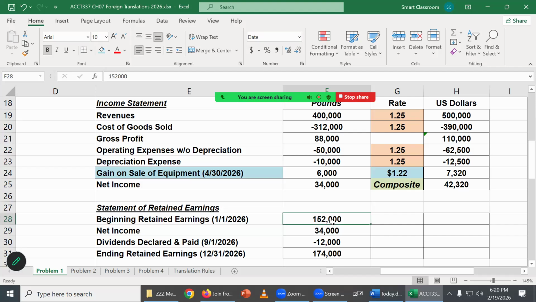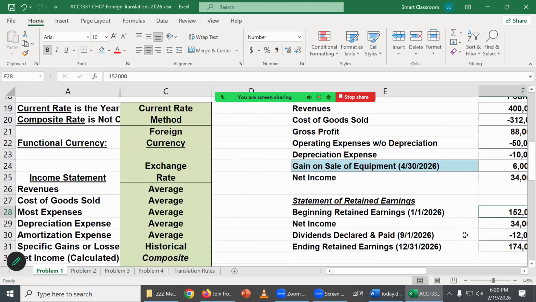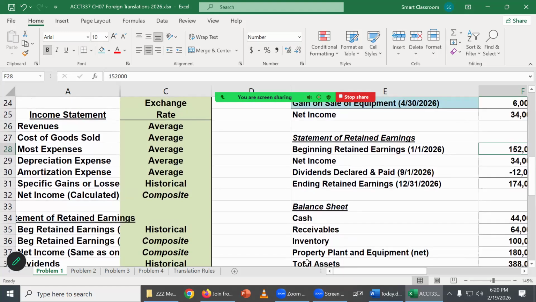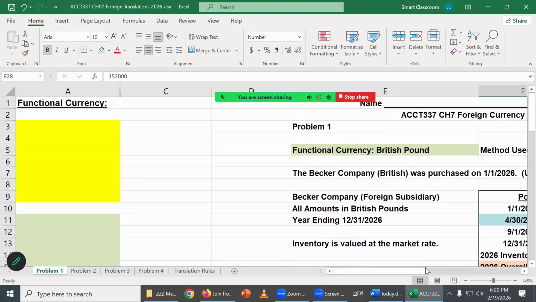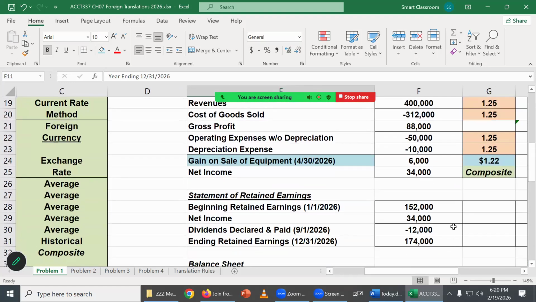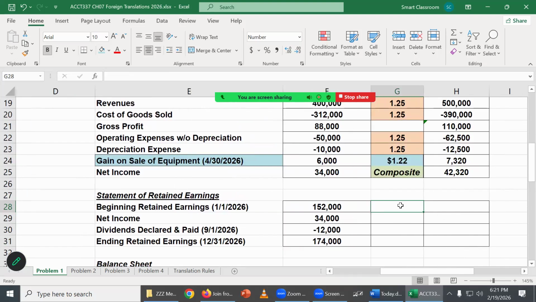Okay. Now, retained earnings. I think I cut too much off this problem. This actually came out of the book, or a similar one in the book. I think what I cut off is that this company was originally started on January 1st, 2026. So when we come down here, the beginning retained earnings, this is what we bought in at the beginning of the year. We're going to use the historical for that for the 121.